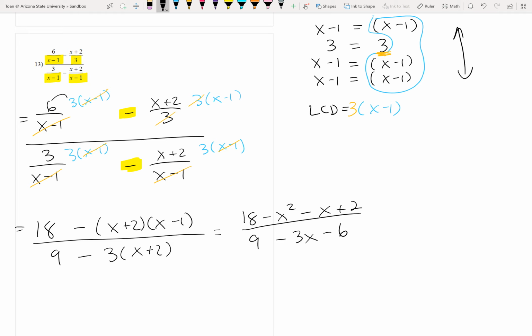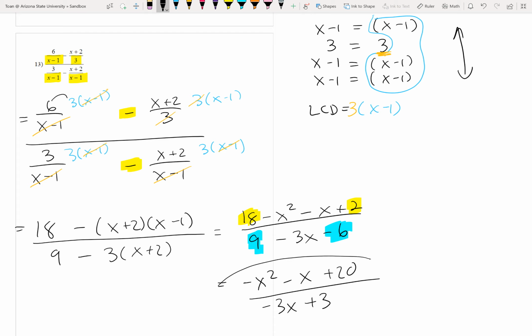And then you just go ahead and combine like terms, and we're done, I think. So we have negative x squared minus x. The only like terms we have are the 18 and the 2, which gives us a 20. And then in the denominator, the only like terms are the 9 and the negative 6. So we have a negative 3x and then a plus 3. I guess technically you could factor this and see if anything cancels, but nothing cancels out. So that is our simplified form.